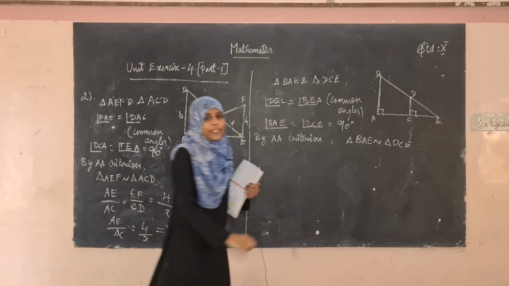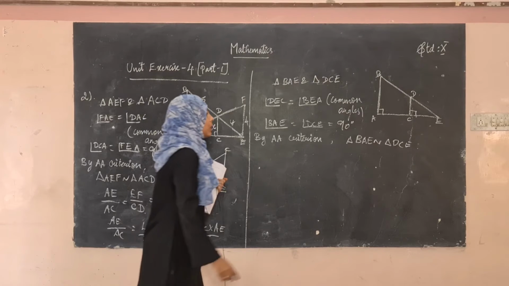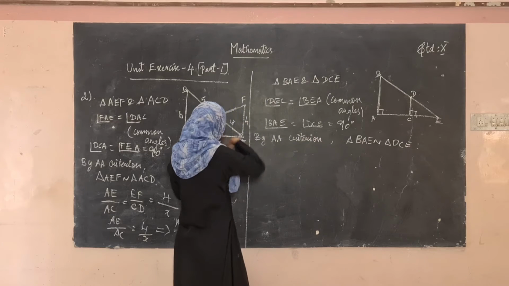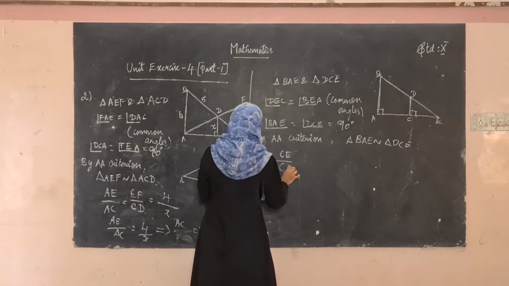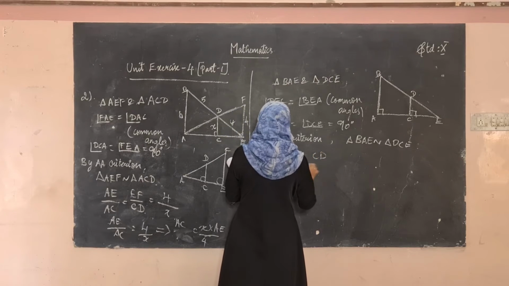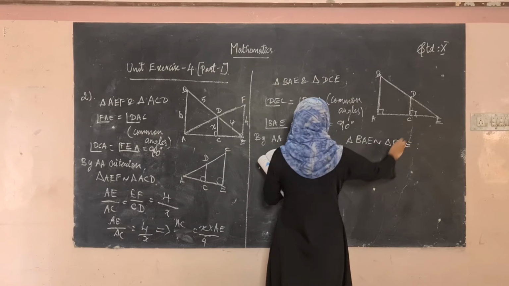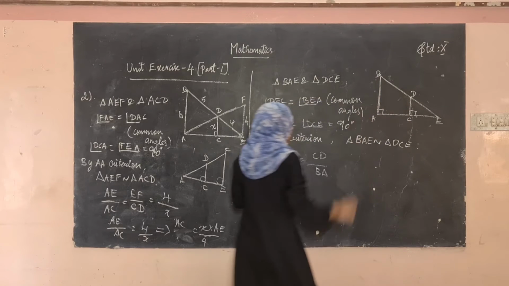If the two triangles are similar, we know that their corresponding sides are in proportion, right? Therefore we can take CE divided by EA is equal to CD divided by BA.